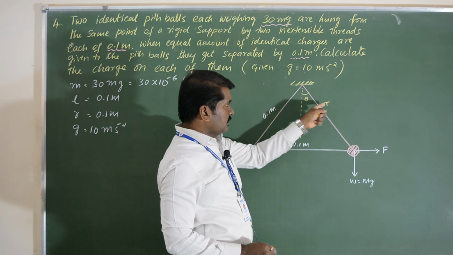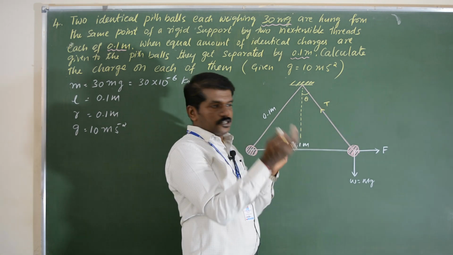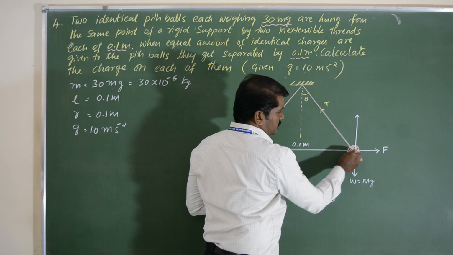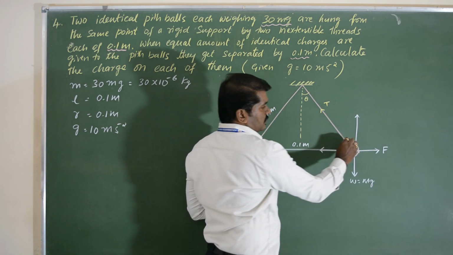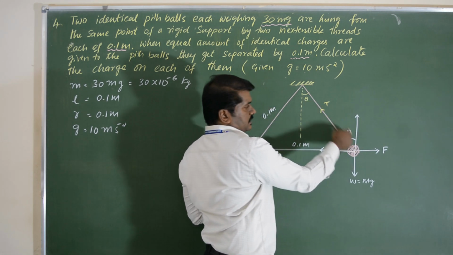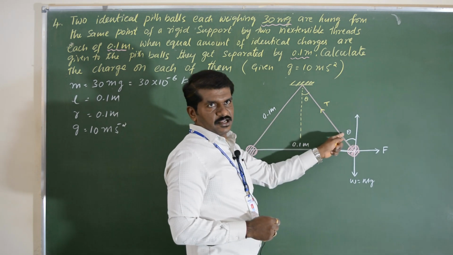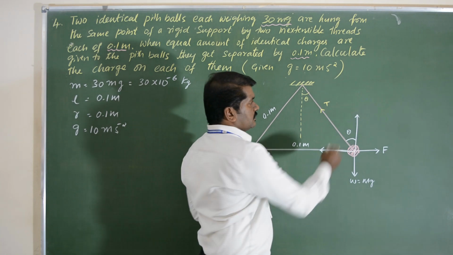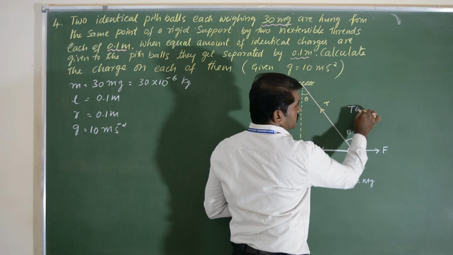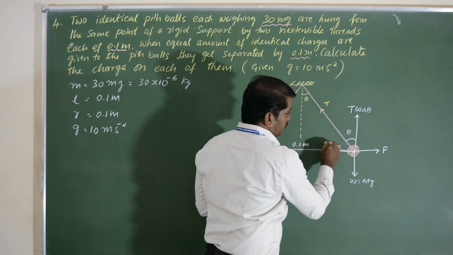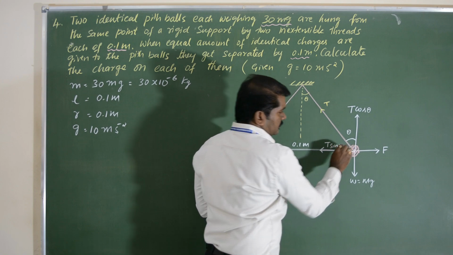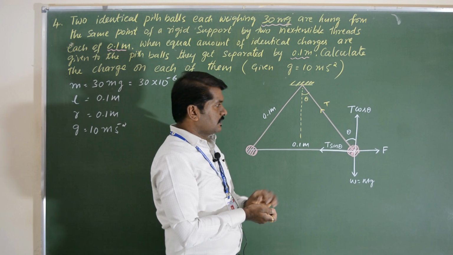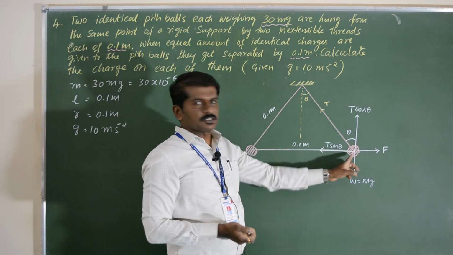As we know, this tension will be resolved into two components, one along the vertical and the other along the horizontal. So this must be equal to theta, since it is an alternate angle. If I resolve this vector into two components, one should be T cos theta and the other should be T sin theta. Since these two charges are in equilibrium, the force between them must be repulsive.